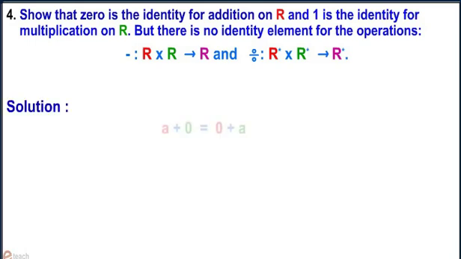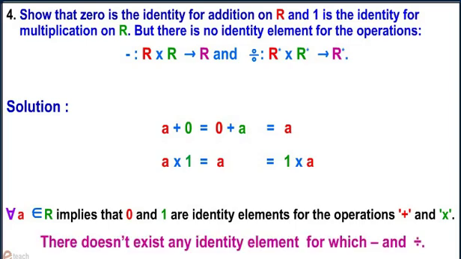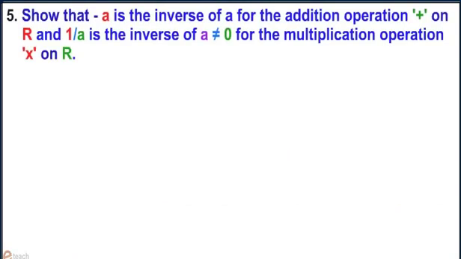Let us have the solution. a plus 0 equals 0 plus a, which equals a. Similarly, a into 1 equals a, which equals 1 into a, for every a belonging to R. This implies that 0 and 1 are identity elements for the operations addition and multiplication, whereas there doesn't exist any identity element for the operations subtraction and division.